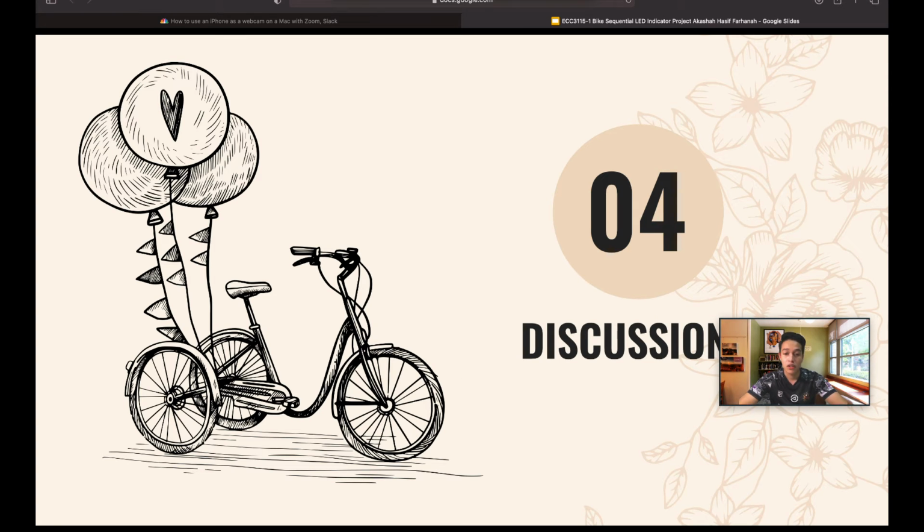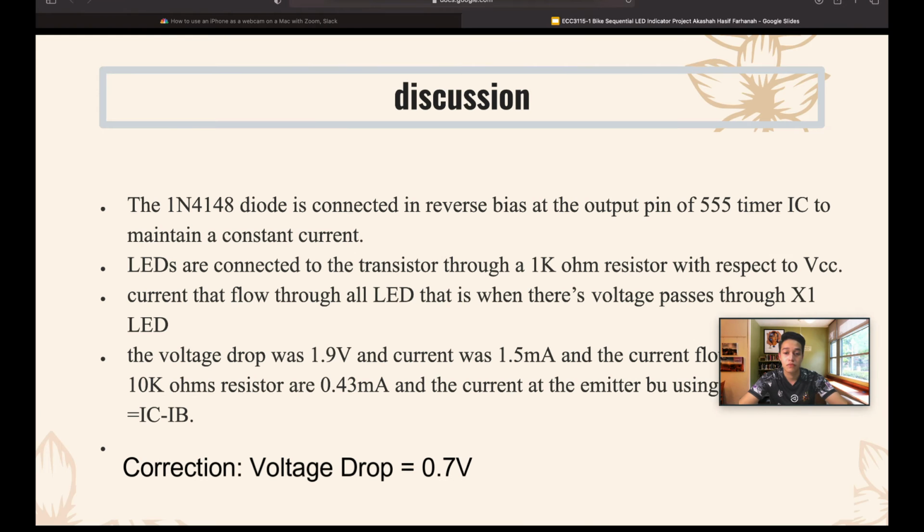Now I'm going to discuss our project. The 1N4148 diode is connected in reverse bias at the output pin of the 555 timer IC to maintain the constant current, and the LEDs are connected to the transistor through a 1k ohm resistor with respect to VCC.